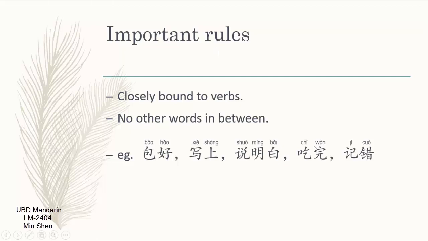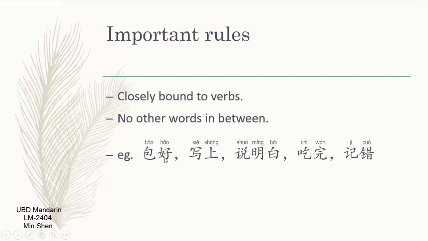To use this structure, there are several important rules. Number one, the resultative complement should be closely bound to verbs. And number two, there should be no other words in between. Actually, these two rules are talking about the same point, meaning the result should be right after the verb and there should be nothing else in between.